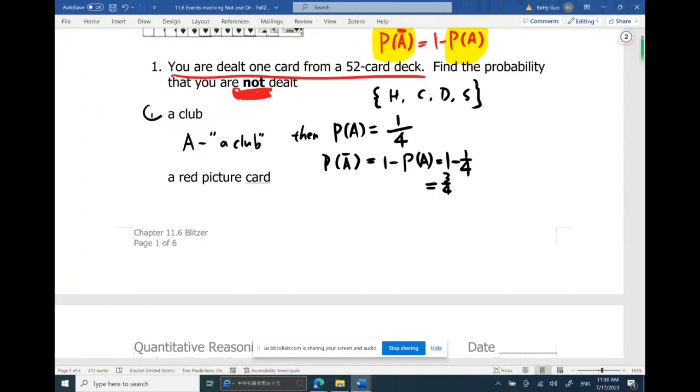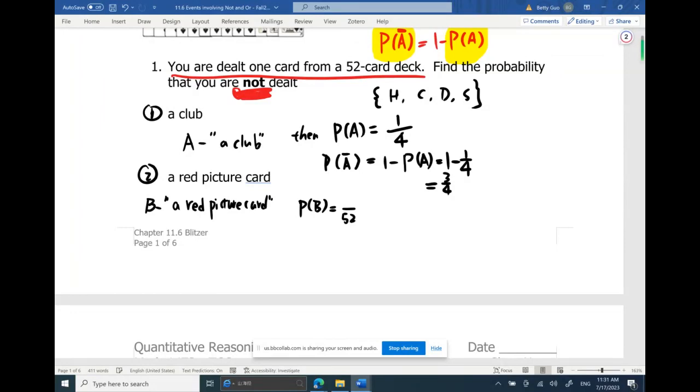Okay, that's part 1. Let me label it. Part 2, we are looking for the probability that you are not dealt a red picture card. How about let B be the event that you are dealt a red picture card. Then let's see what is the probability of B. This time we are going to consider all the 52 cards as the sample space. So the denominator is 52.